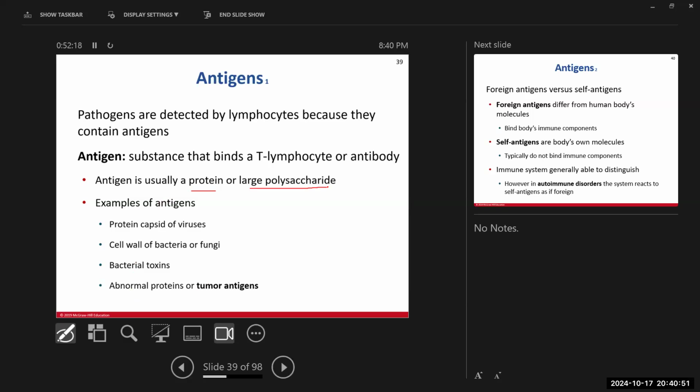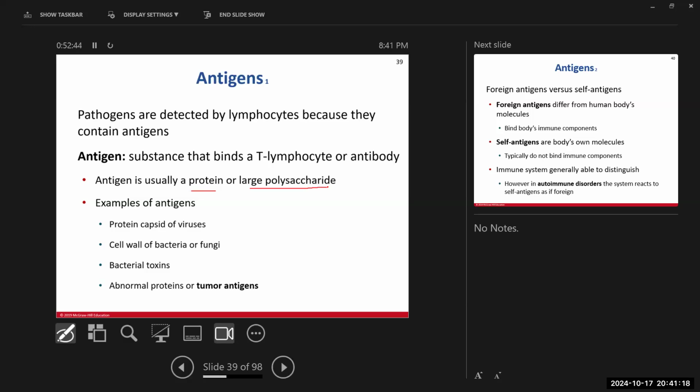So when we talk about the capsid, which is like that envelope that goes around a virus, a virus isn't part of the body, so that's foreign. Any protein found in the capsid, or the cell wall of any fungus or bacteria, which is made up of polysaccharides, we'll see as a foreign substance. A bacterial toxin, like Botox for example, is a foreign protein.